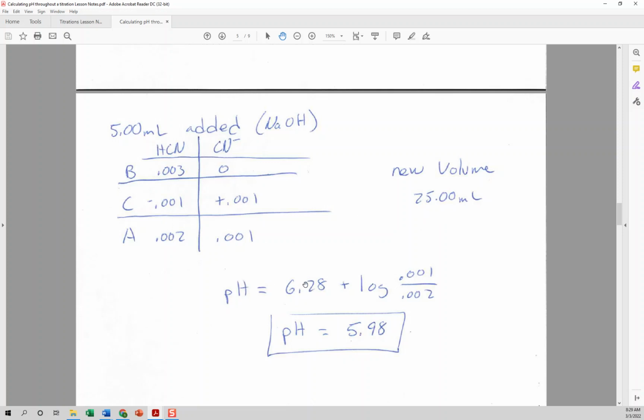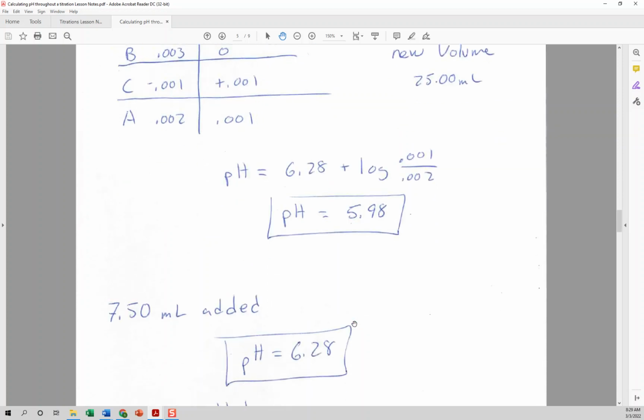So we say pH equals pKa, and we already solved for the pKa, 6.28, plus the log. Remember, it's base over acid, so cyanide over HCN, so 0.01 over 0.002. And we get our pH. It should make sense that the pH is lower than the pKa, because we have more of the acid component of our buffer, all right? So that's our answer for after 5 milliliters added, okay?